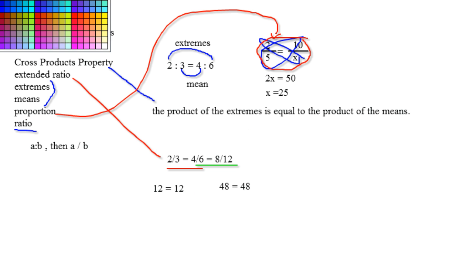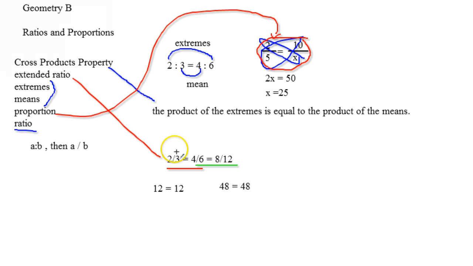And then to finish it all off, I would check the outside ones. So 2 times 12, which is 24, and 3 times 8, which is also 24. Since I've proven that these two are equal, and these two are equal, and then these two are equal, all three of these extended proportions have to be equal. And that's just how we basically solve them. So when you're set up with an equation like this, where it's set up like a ratio, go ahead and change it to a fraction and then solve it.